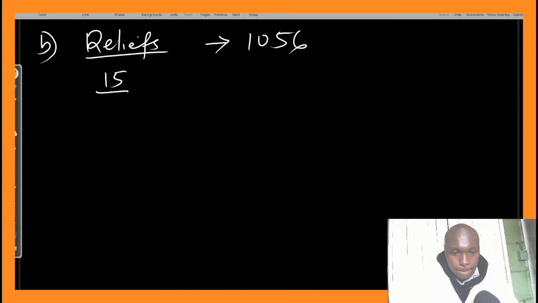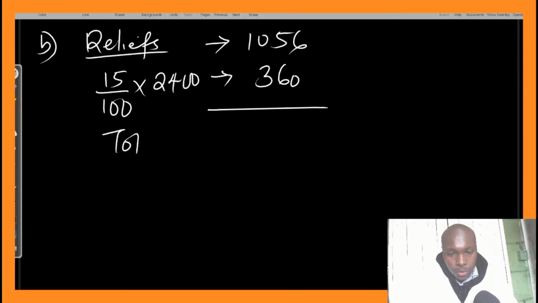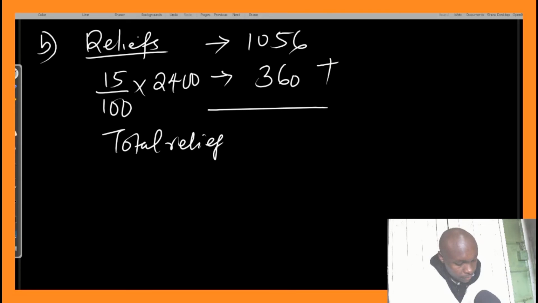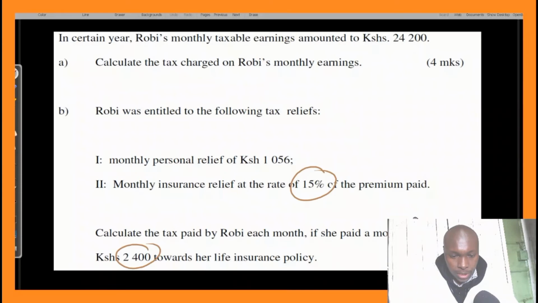15% of the premiums paid, 2400. So 15% of this will give 360. So the total relief will be, you add 1056 plus 360. This will give 1416. Now after getting that, the question is calculate the tax paid by Robbie each month.